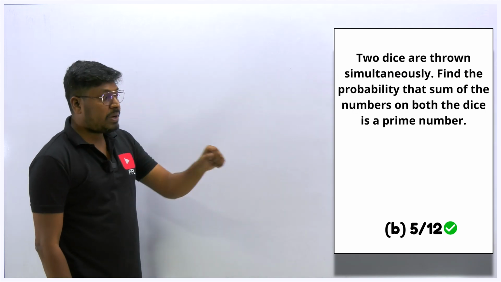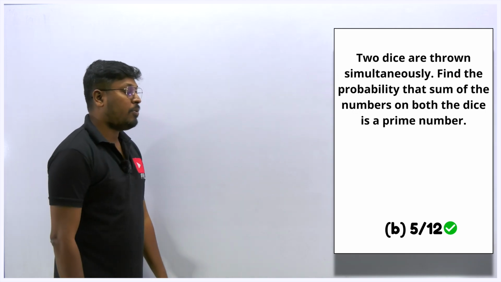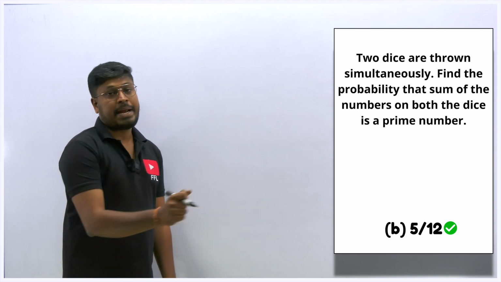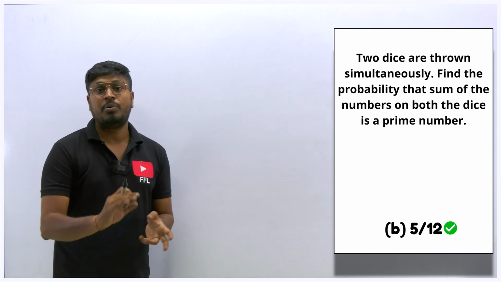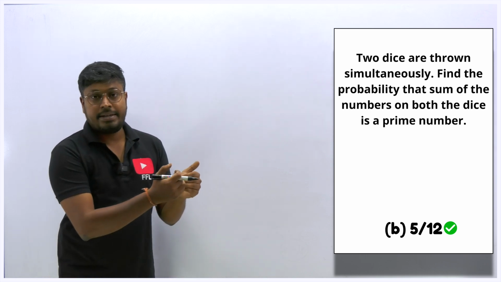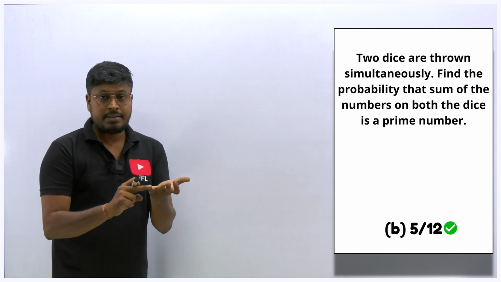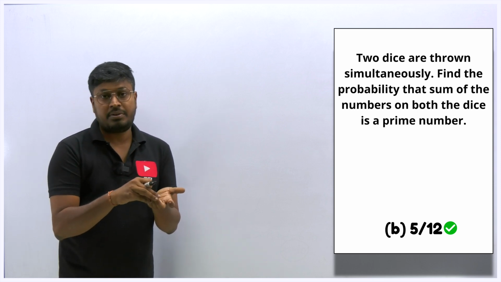So the last question. Two dice are thrown simultaneously. Find the probability that sum of the numbers on both the dice is a prime number. Right? So our target is to find the sum of the numbers on both the dice should be a prime number. So it comes under the topic probability. Probability has some concepts like coins, dice, and then cards are the most important questions, right?